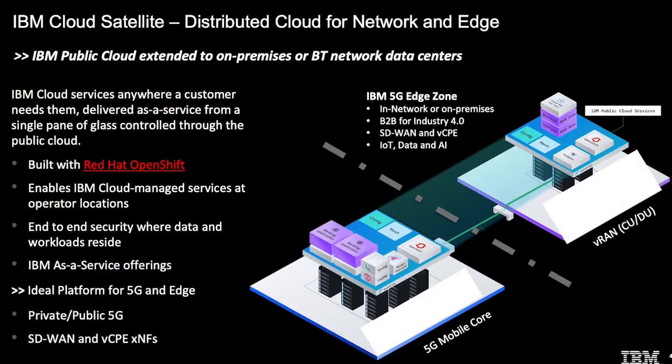Let me give you a couple of examples of what I mean. So I mentioned IBM Cloud Satellite, which is our distributed cloud offering, and it enables us to extend our public cloud services and solutions down to an in-network data center or down to an on-prem location for an enterprise customer. Now, how is IBM's distributed cloud solution different from many others?